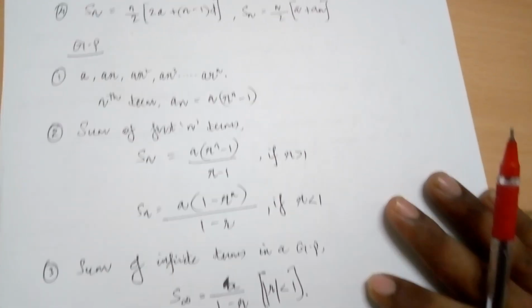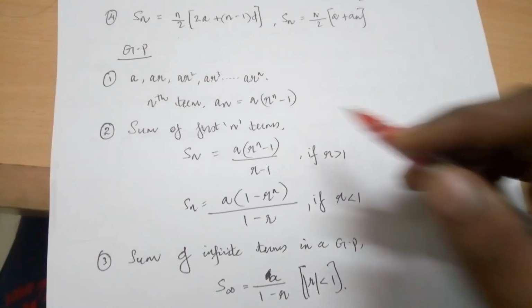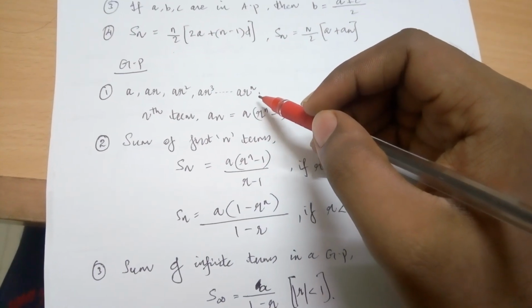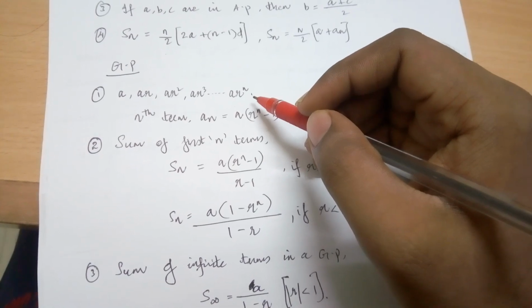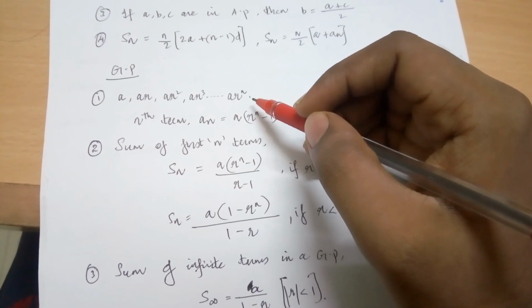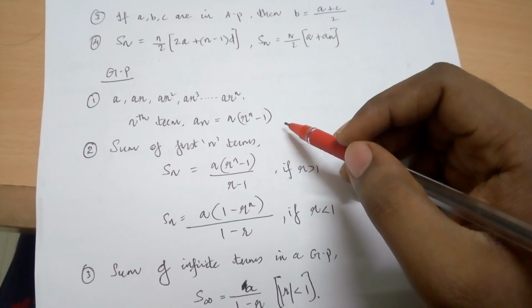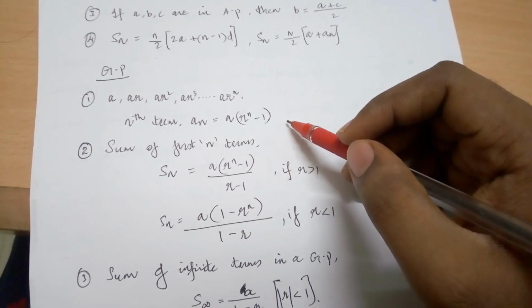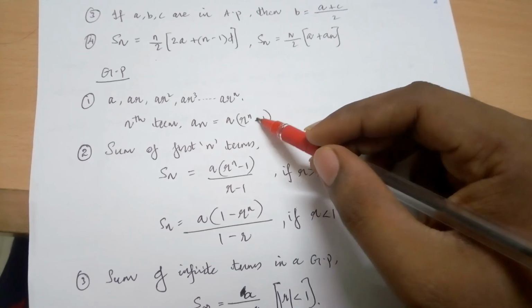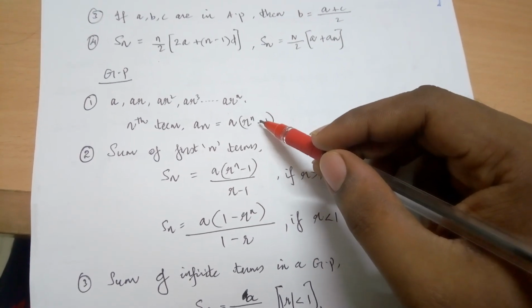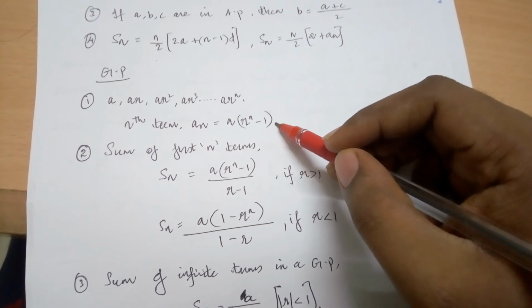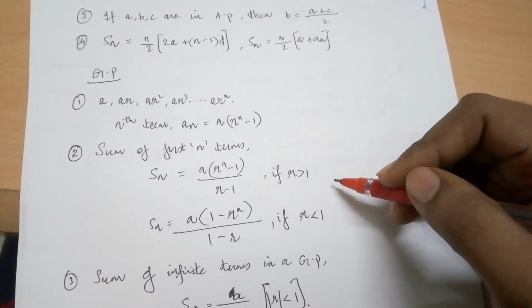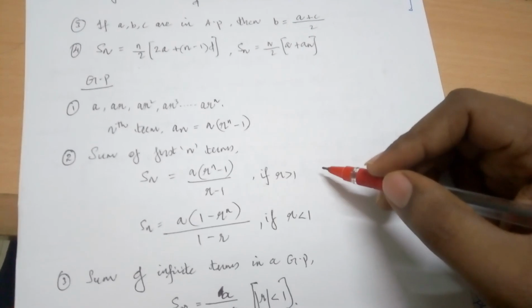Now coming to the section of GP. For studying GP, if the terms are like A, AR, AR square, AR cube, etc. up to AR raised to n, then the nth term can be found using an is equal to A into R raised to n minus 1. That's how you will find the nth term of the sequence. Please learn this, it is very important. Either you can note it down on your paper or take a screenshot as you wish.